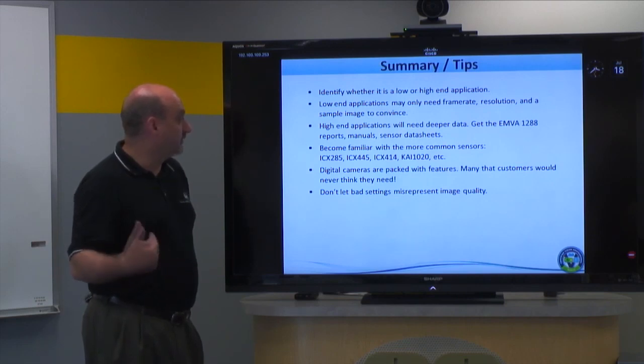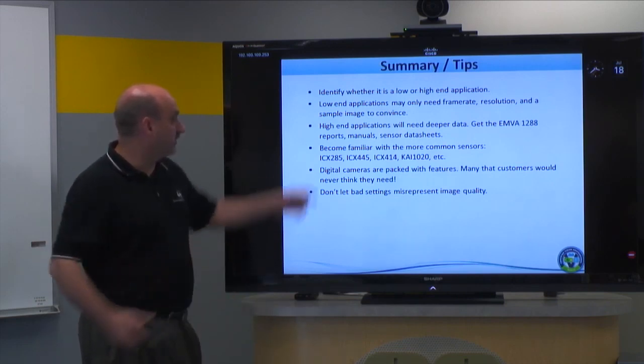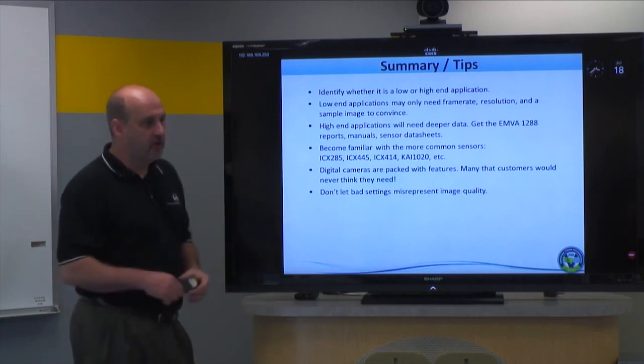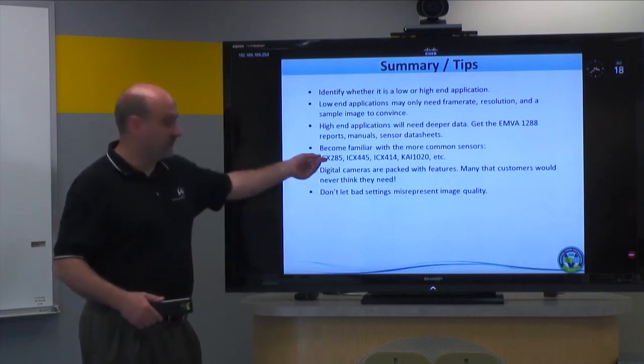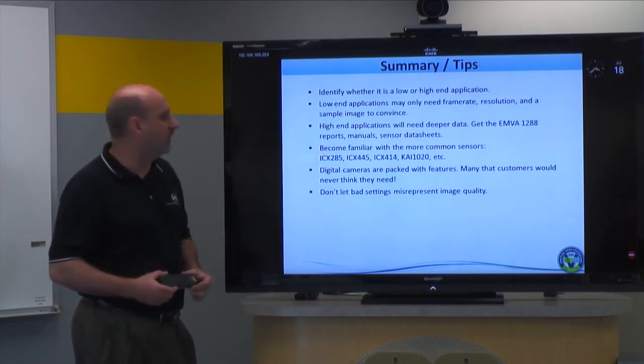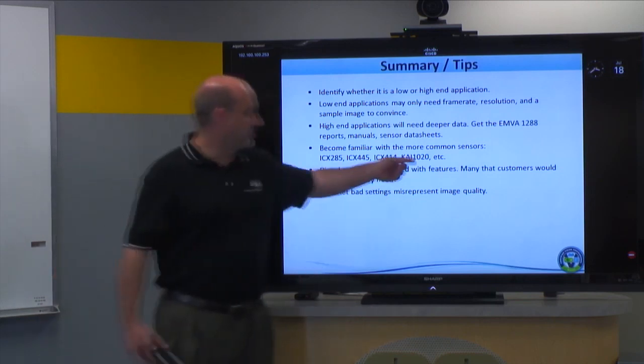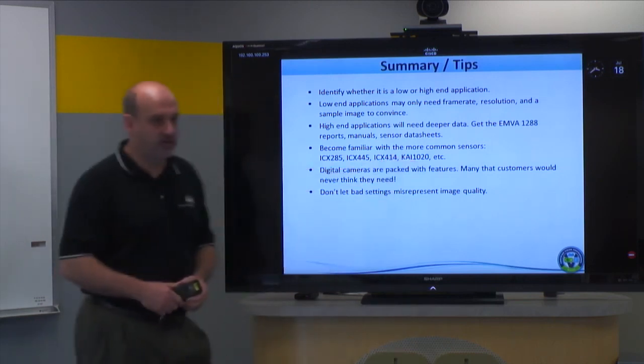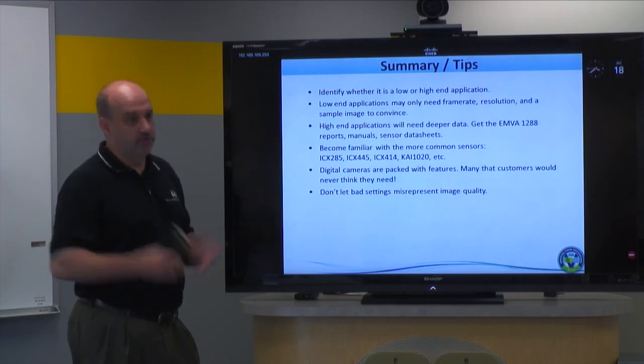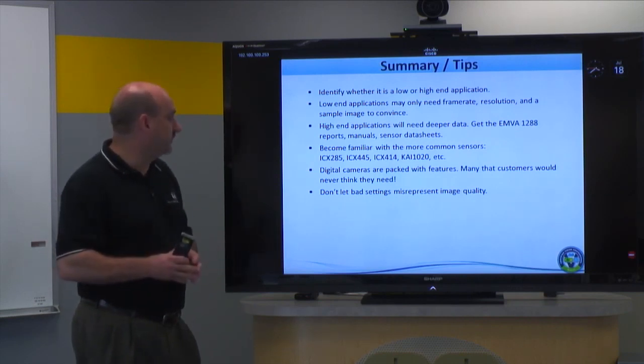Be more familiar with the most common sensors. These are typical Kodak and Sony sensors available in the market. The ICX285 is probably one of the most sensitive in the market, but the Kodak sensors tend to have larger pixels and higher dynamic range as well, especially in the megapixel range. So these trade-offs are out there for you and your customers.